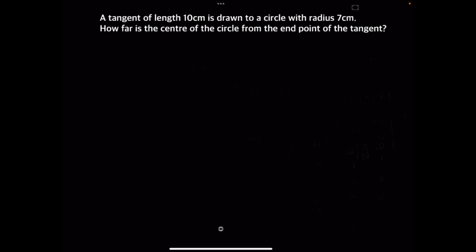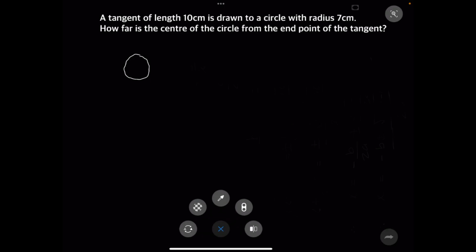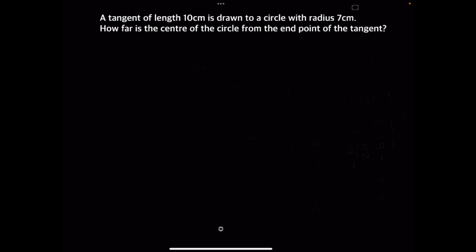So our last question here now. A tangent of length 10 centimeters is drawn to a circle with radius 7 centimeters. So let's start off by drawing the actual diagram. Excuse my drawing. So we have a circle, and 7 centimeters is the radius of the circle. And we also have a tangent that touches the circle and extends off 10 centimeters.